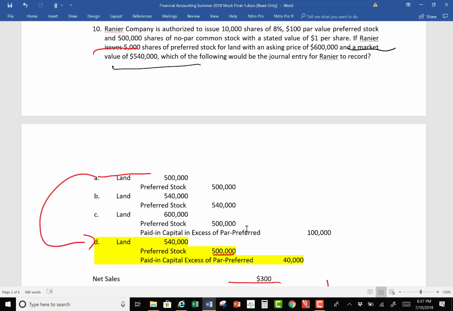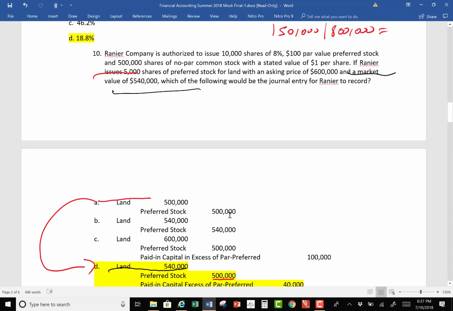So we're going to have a debit to land for the 540. And notice, guys, that the preferred stock works the same way. You pick up the par value, $100 per share, and it issued how many shares? 5,000 shares. So 100 times 5,000 shares is where they're getting the 500,000.